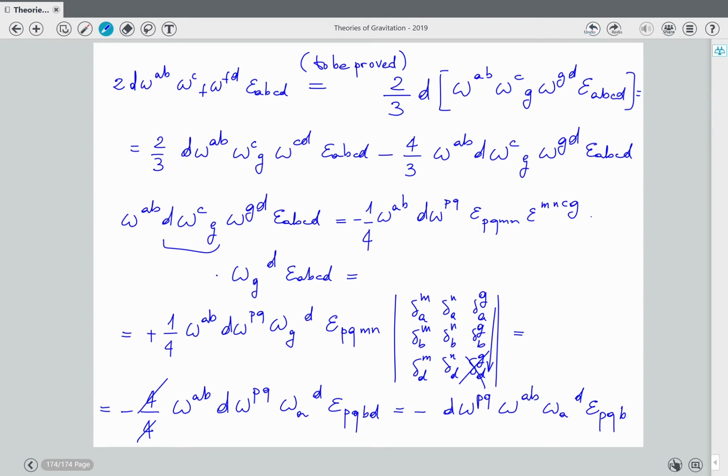I mean, the conclusion would be the same, but the Chern-Simons form would not be the right one, so we have to check it. Chern-Simons form has a unique form, which can be derived in many other ways, so we have to be careful. Anyway, let's check again. Omega AB d omega CG and omega G d epsilon ABCD. I can check it here. Yes. So minus 1/4, which appears to be right.